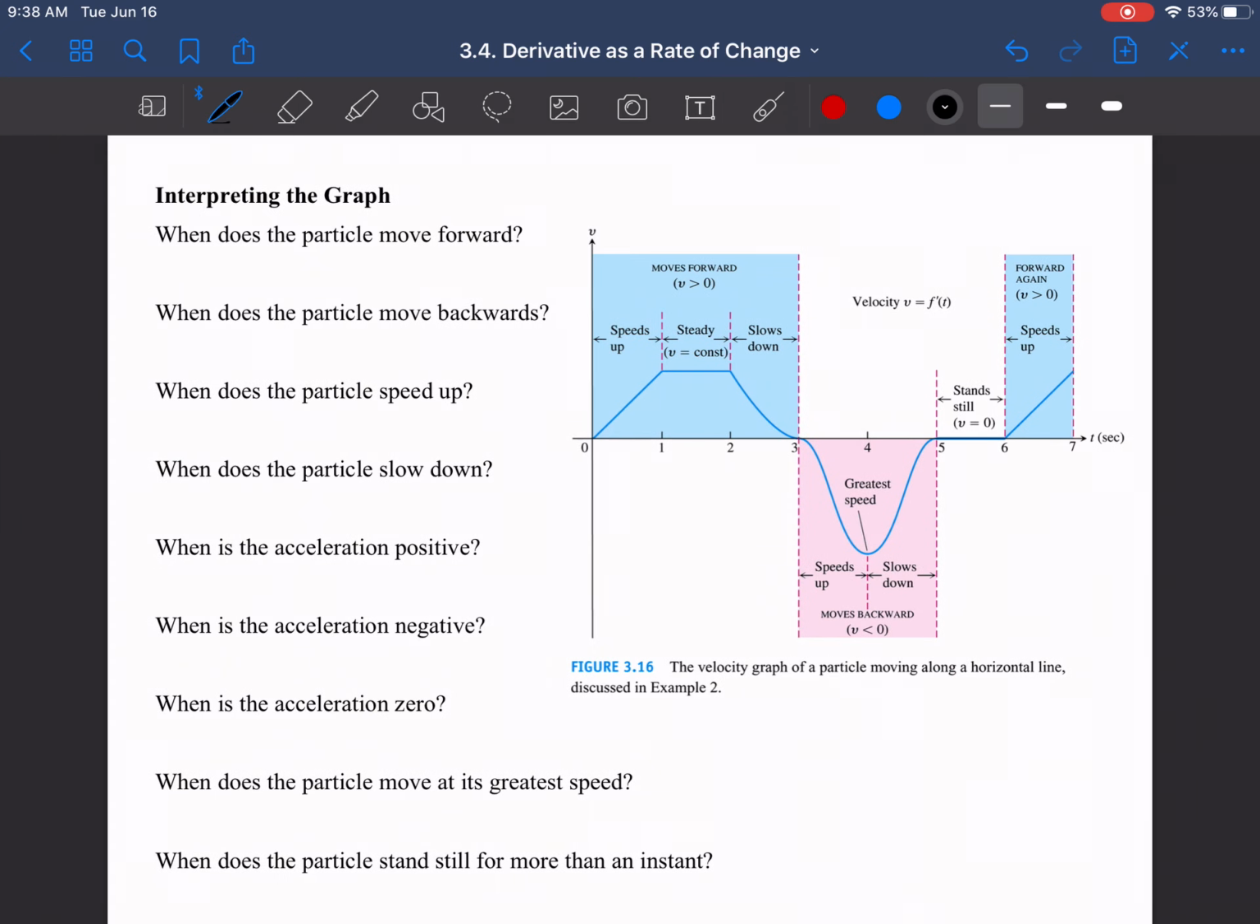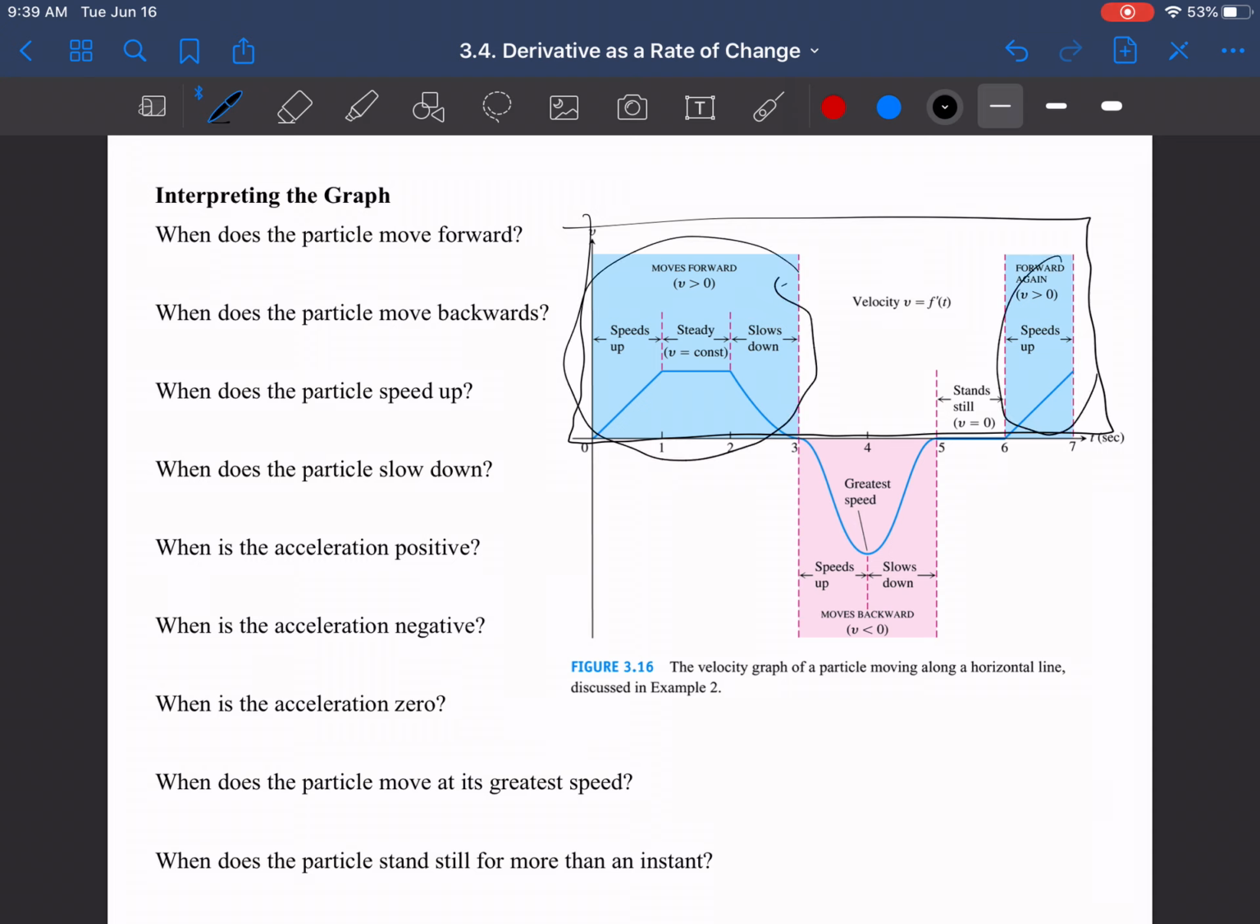All right, right here we have a velocity versus time graph. Previously we just looked at a position versus time graph. This is pretty much all mapped out for you. It asks here, when does the particle move forward? Well, moving forward is any time that you have a positive velocity. So that's anything in this upper half of the graph where the velocities are positive, everywhere here in this blue and everywhere here in this blue. That's where you are moving forward.